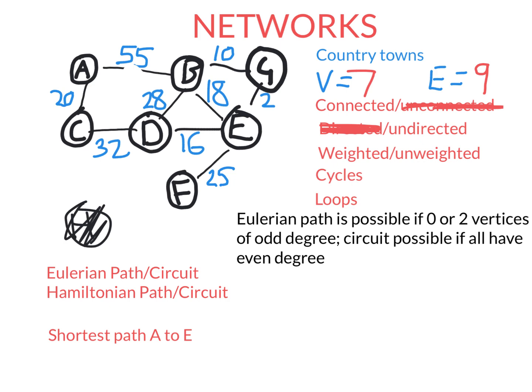Is this a weighted or unweighted graph? Well, that's actually easy to tell. Weighted graphs have numbers along the edges. Unweighted graphs don't. So this is clearly a weighted graph. So these numbers represent something. In this case, because we're talking about towns and roads, these will be the distances between towns. So for example, A and B are 55, say, kilometers apart along this road. So this is a weighted graph because there are numbers on each edge.